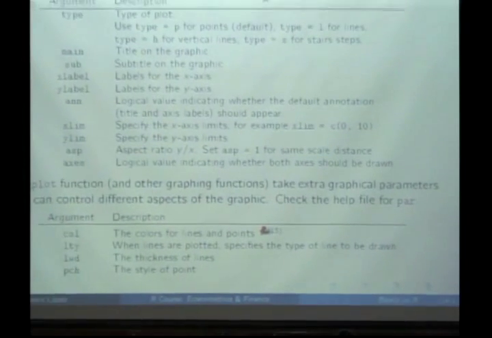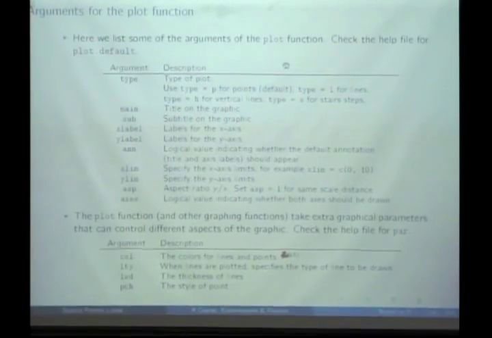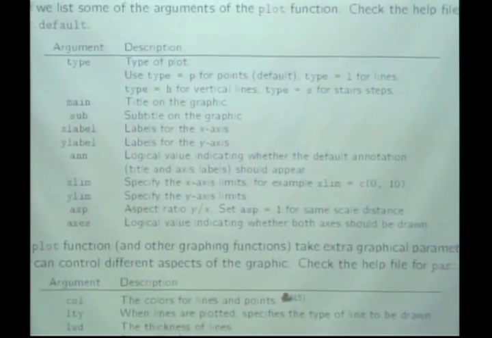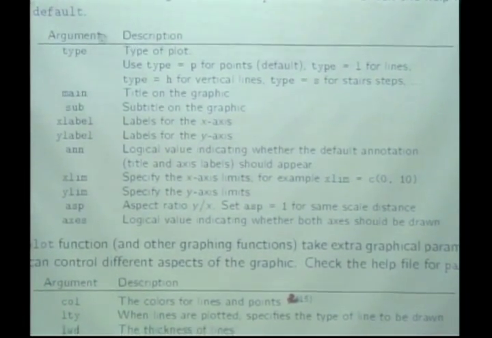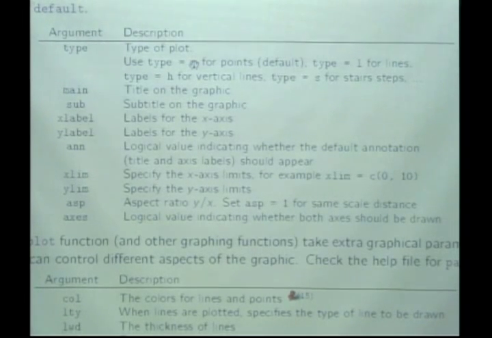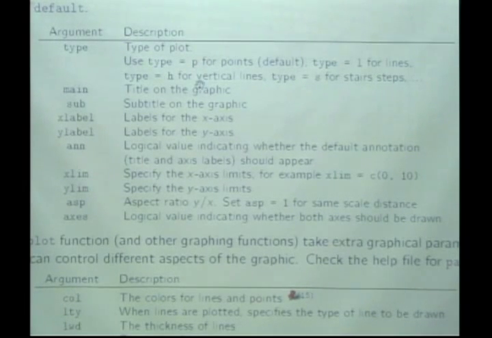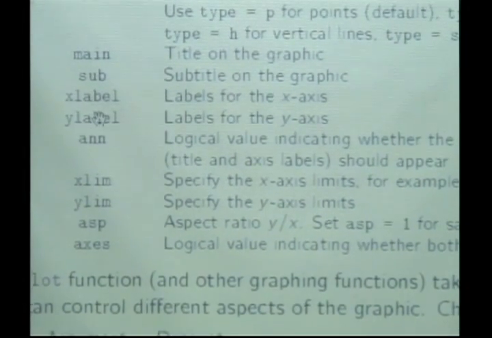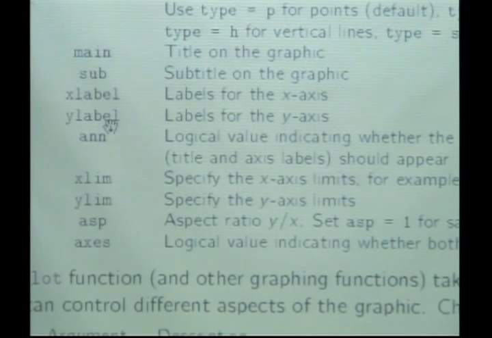Well, the plot function has a lot of arguments to change the appearance of the plot, and here I chose some of them. For instance, type is the type of the plot. By default is p, so we see the points, but you can use l for lines or h for vertical lines, etc. There are different options for the type argument. Main, if you want to add a title to the plot, sub for a subtitle, xlab, ylab for labels for the axis.